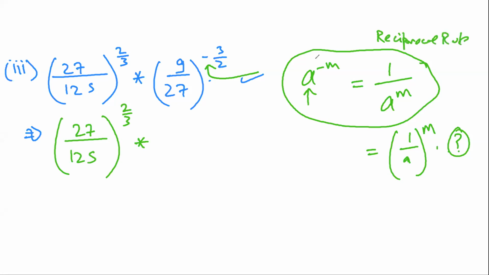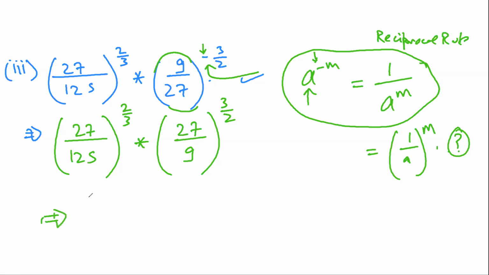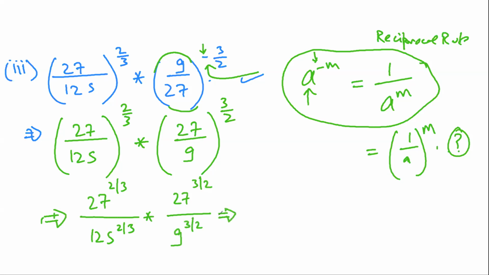Whenever I get a negative as a power, the number will be the reciprocal of itself. So 27 upon 9 whole power 3 by 2. This negative has made a reciprocal of this number, and this is what we have done. Now, if you look carefully at this number, I can write this as 27 raised to power 2 by 3 upon 125 raised to power 2 by 3 into 27 raised to power 3 by 2 upon 9 raised to power 3 by 2.